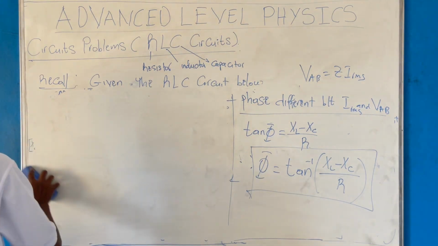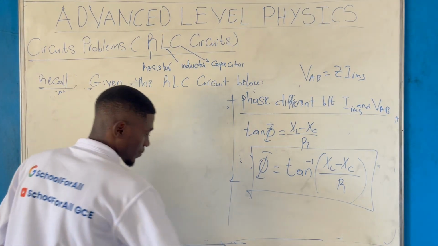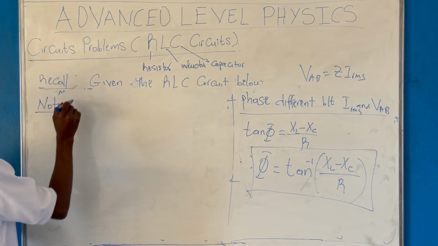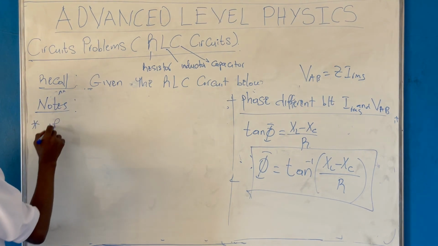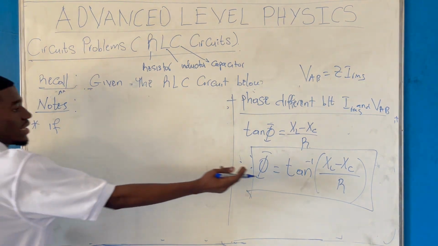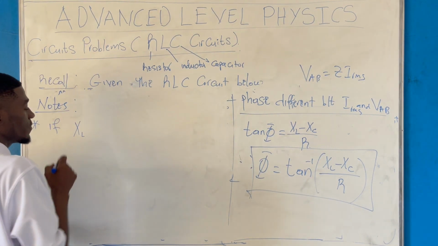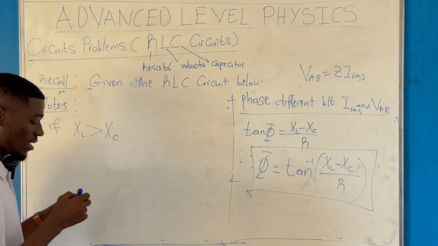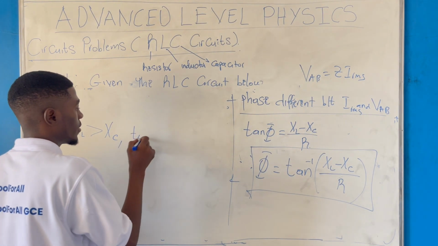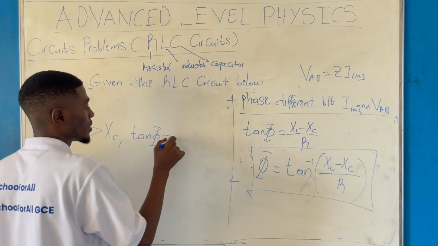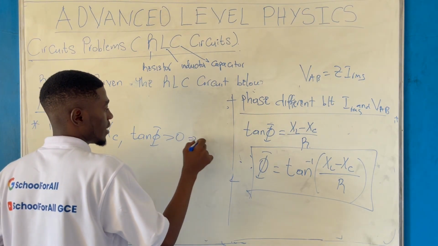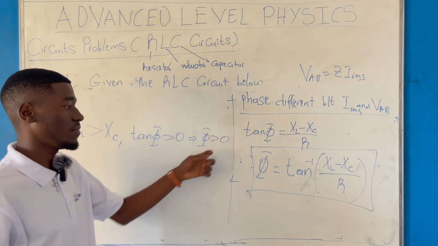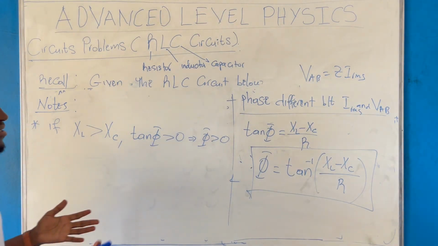Let us do fast. Now, take this one note. We see about the first condition. If the inductive reactance is greater than the capacitive reactance, we also say that tan phi is positive, which implies phi is positive. Tan phi is positive, it means that phi is positive. And what is the consequence of that?